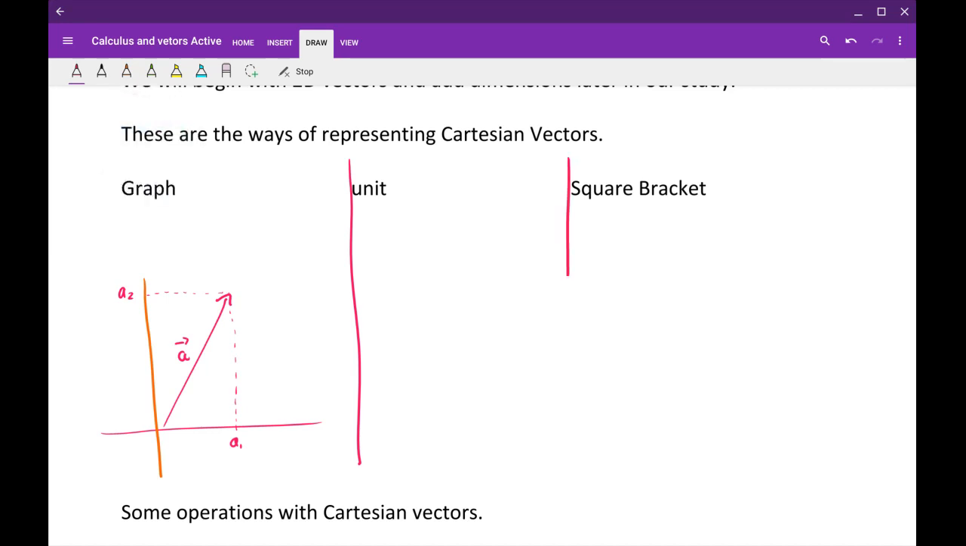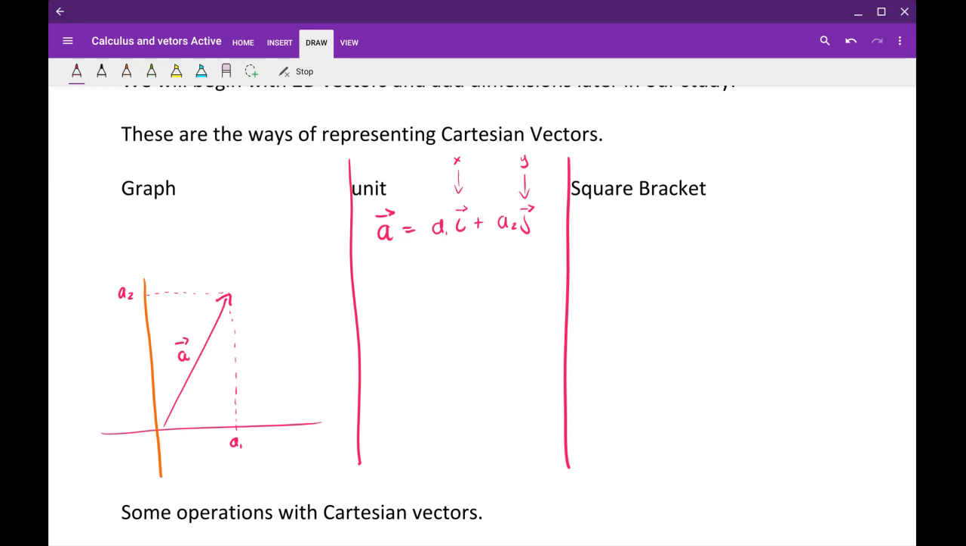Then there's also now the unit vector, right? So let's represent this A vector. Oh, no, this is the square bracket. Sorry. Let me erase that. So this A vector could be represented by A1 times some vector I plus A2 times some vector J. And we'll go ahead and explain what I and J are. Those are the unit vector in the X direction and the unit vector in the Y direction, okay?